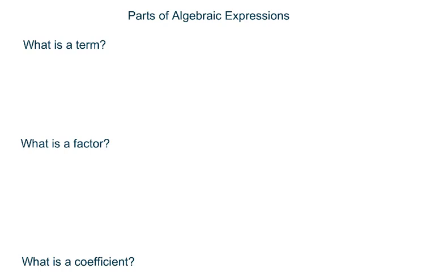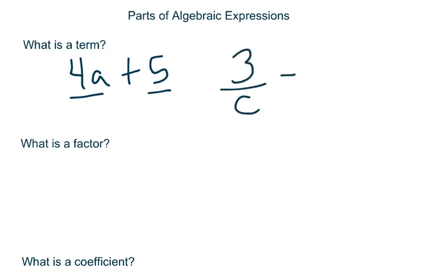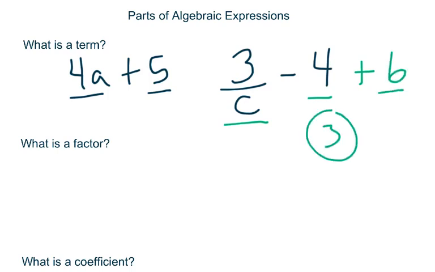So, for example, 4a plus 5, we have two terms, 4a and 5. If we have 3c minus 4, then we have two terms again, this and this. If we add in a plus 6, then we have three terms. So this one has three terms, this one has two terms. So a term is just how many things you have that are separated by pluses and minuses.